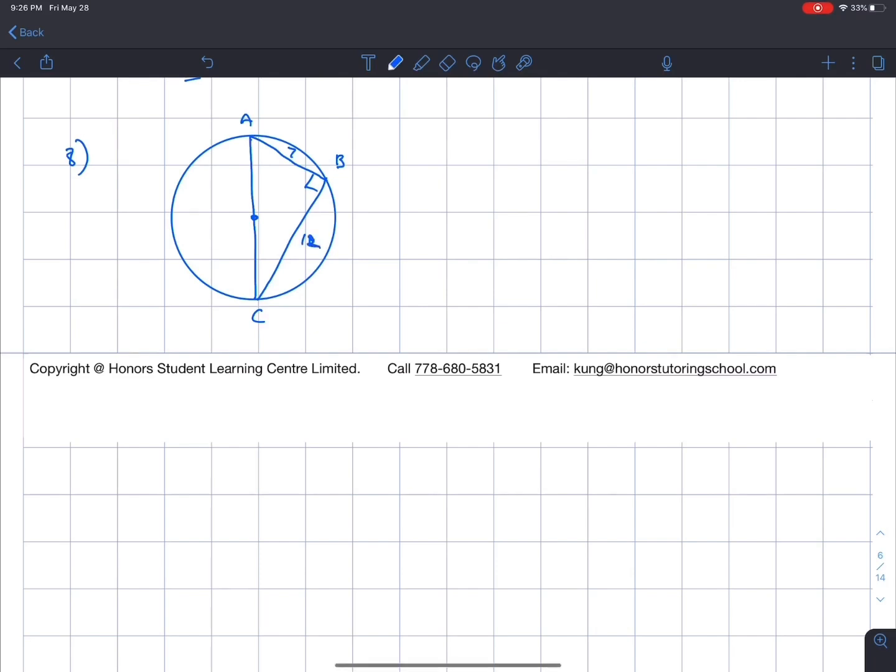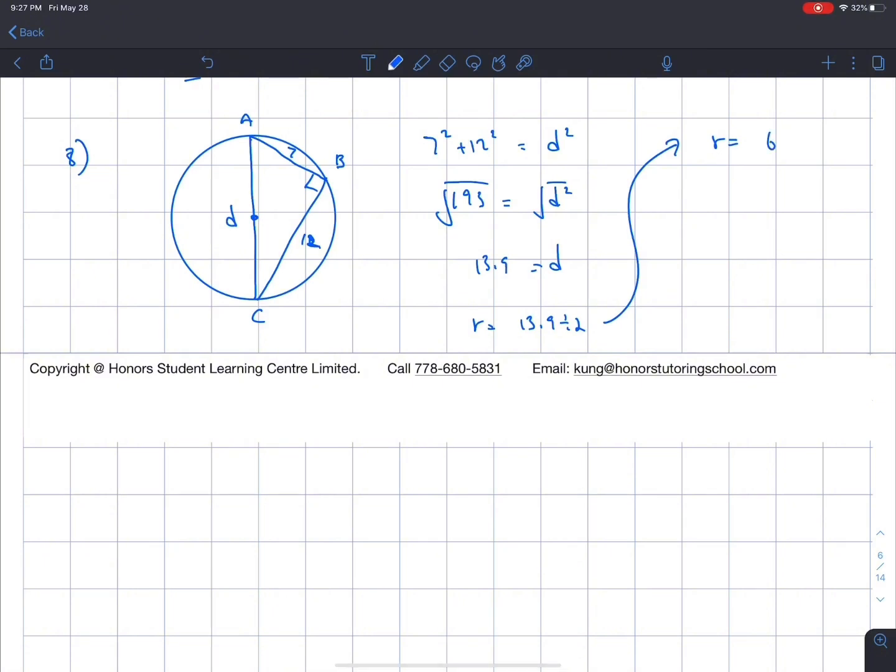So what we can do is find this diameter. We can say 7 squared plus 12 squared equals d squared. So 7 squared plus 12 squared is 193, equals d squared, and then we square root both sides. We get d equals 13.9. So the radius is going to be 13.9 divided by 2. Again on the calculator, I'm just keeping all the decimals, and I get 6.9 centimeters.